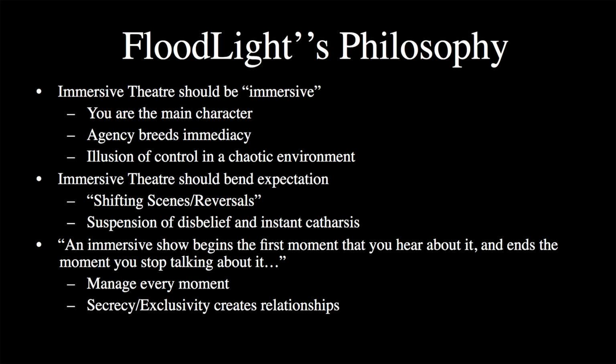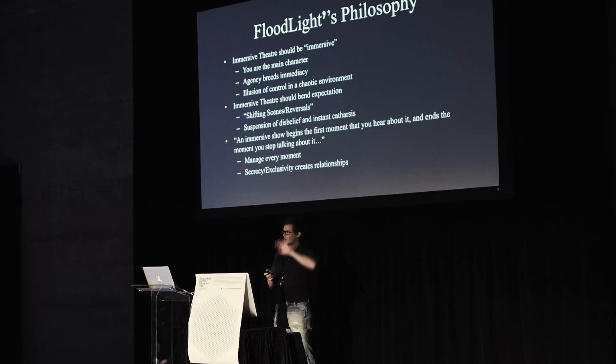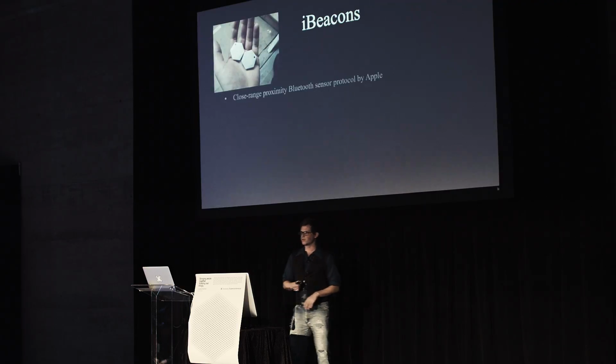So FloodLight is primarily Josh's project. He looks at theater experiences that you wander through and interact with, rather than sit and observe passively. The idea is that to be immersive, you should feel like the main character. The agency means you're able to do things and have an effect on the show, and feel that you have an illusion of control, even though the mechanics of the show itself may be really controlled. Another thing that is particularly important is a sense of secrecy or exclusivity, which leads to a sense of intimacy with the show itself. Now, that's some philosophy that I'm just going to put to the side. I'll get back to it later, and deal directly with iBeacons.